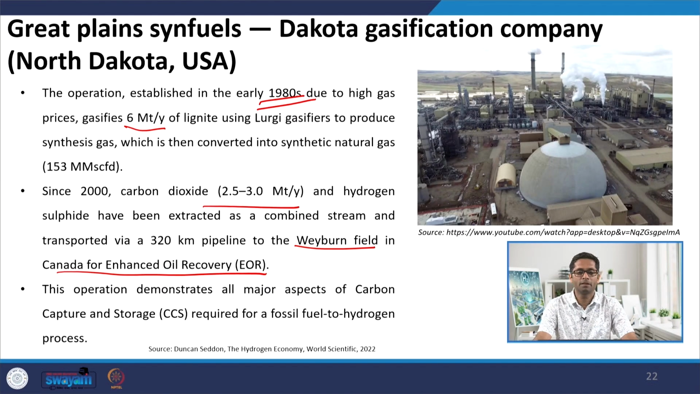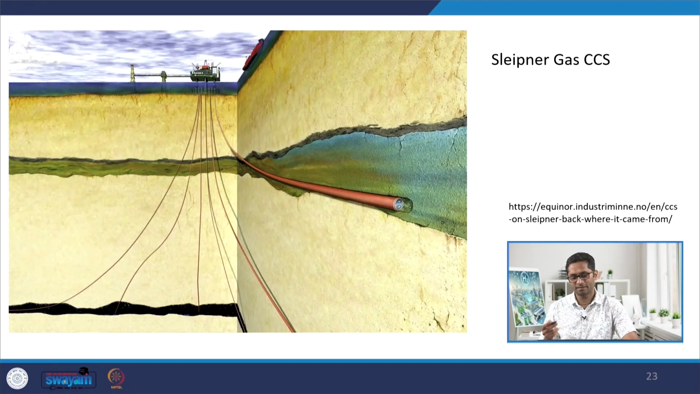They found economic use of this carbon dioxide that is getting captured, and that is helping them increase their oil production. And this is one of the facilities that is available and that has been operating for quite some time. Another facility that has been operating quite successfully is the Sleipner gas well near the coast of Norway.